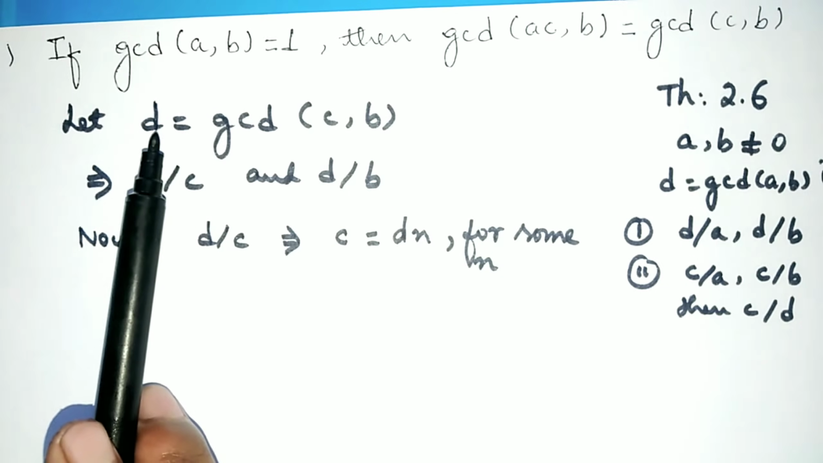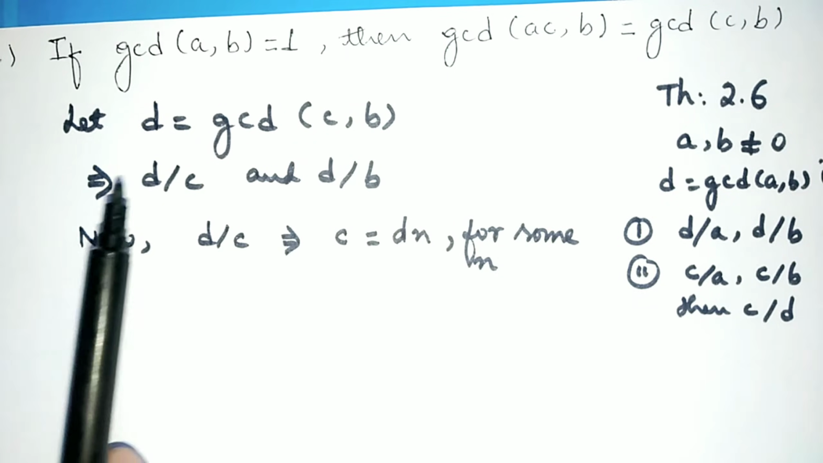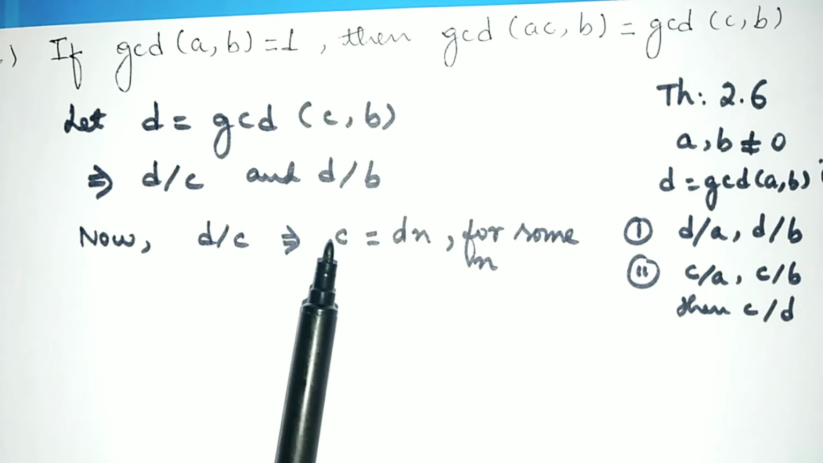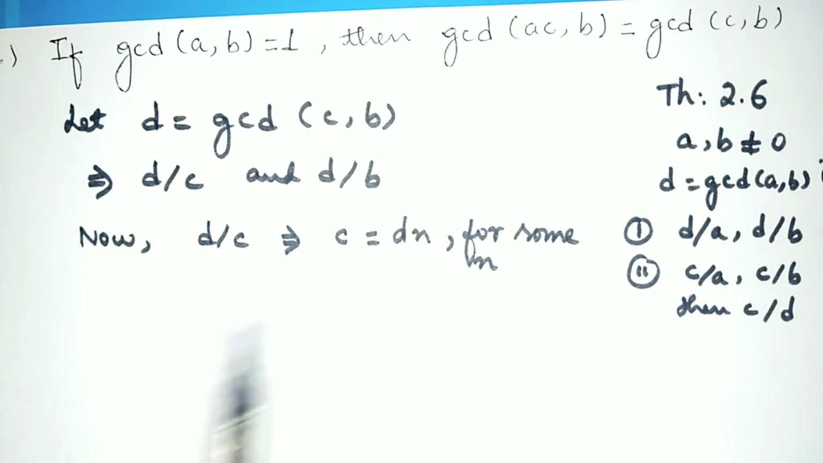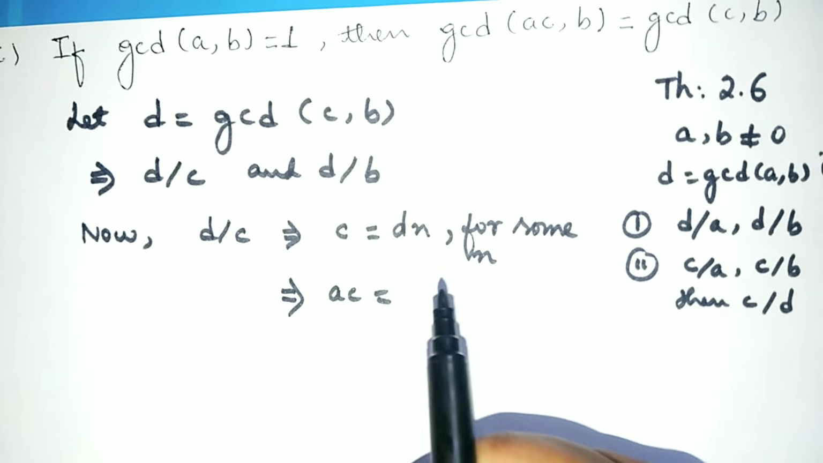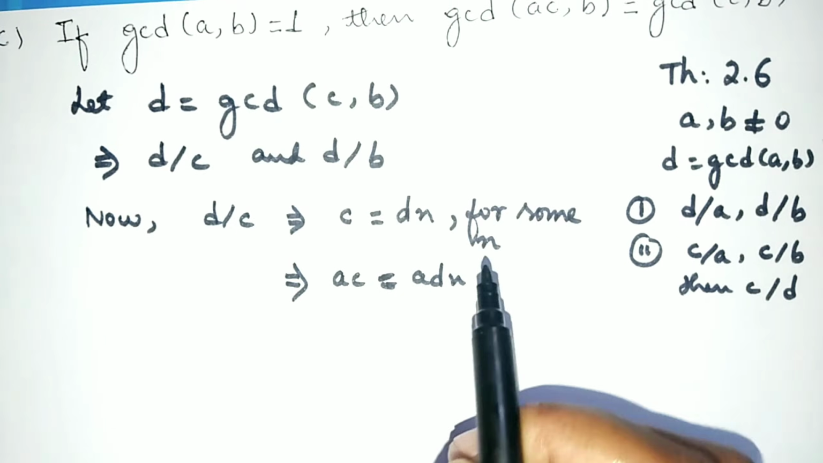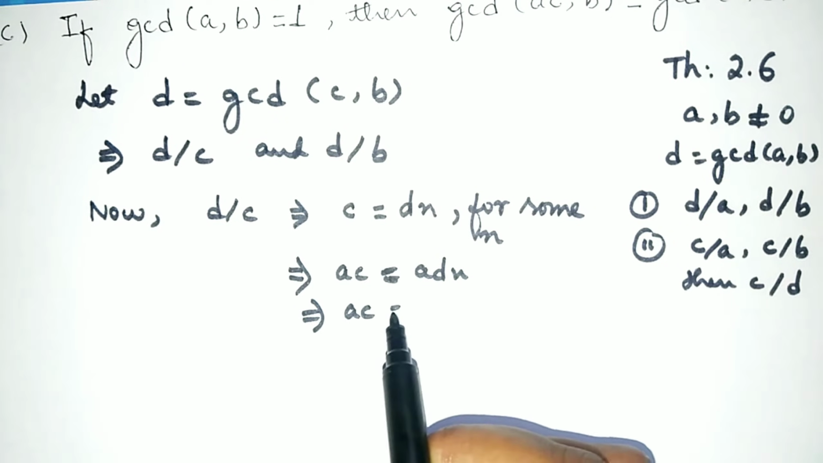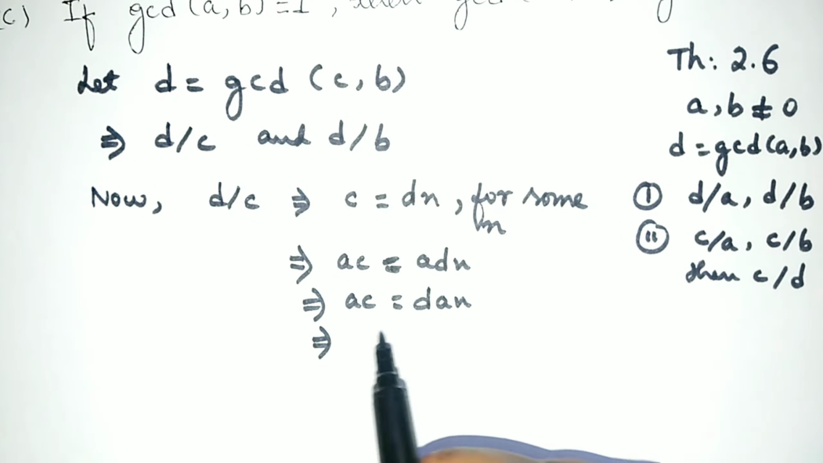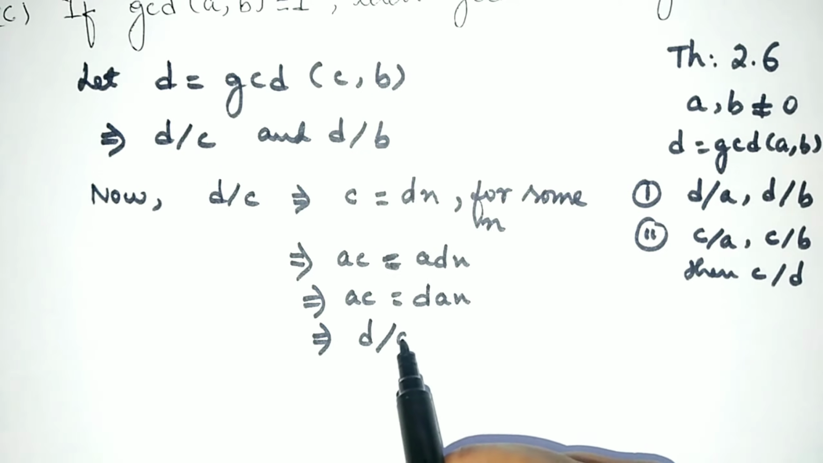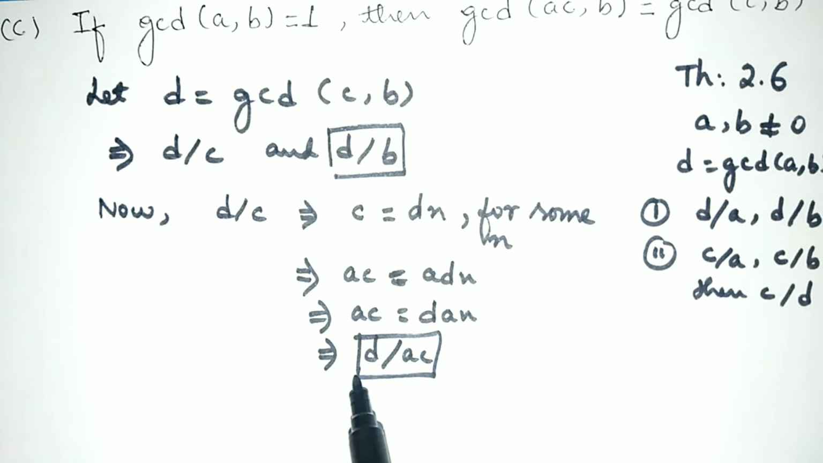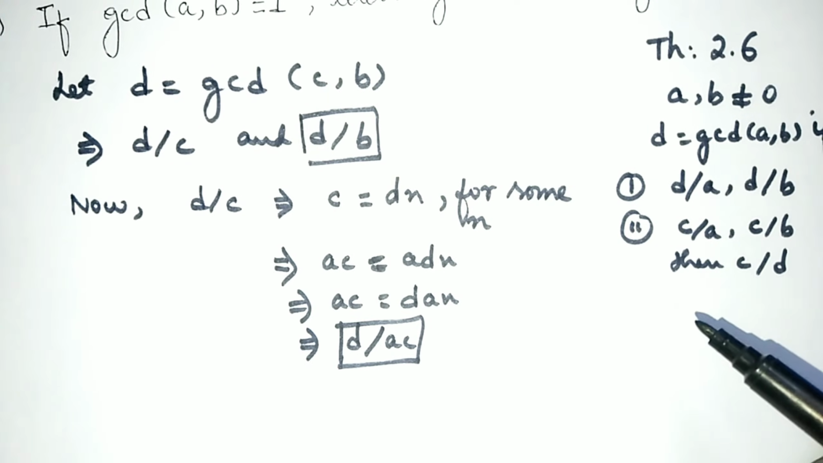From here, if D is the GCD of C and B, it implies that D divides both C and B. Now D divides C implies that C is equal to D times N for some N. From here I can multiply by A on both sides, in this way. Implies that AC is equal to DAN, which implies that D divides AC. Okay, so D divides B, D divides AC. So the first one is done.